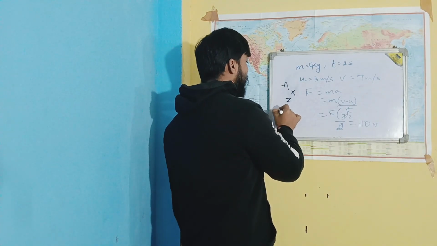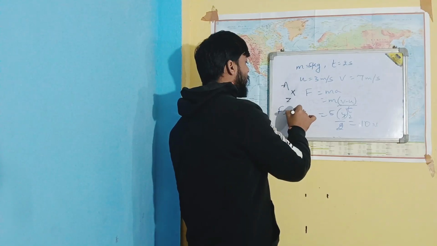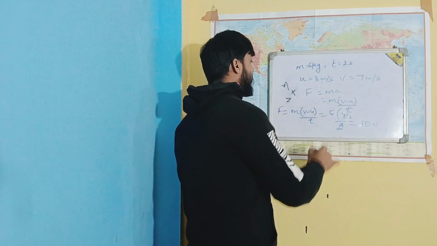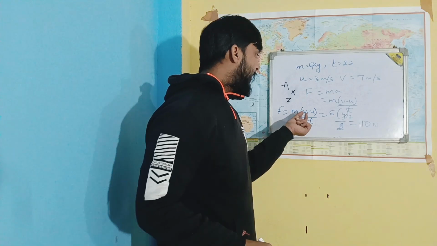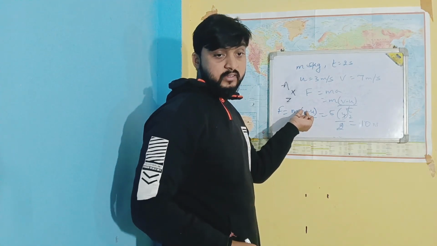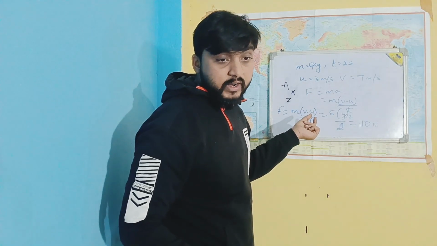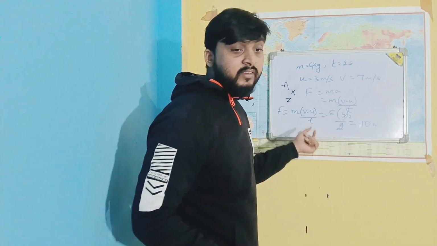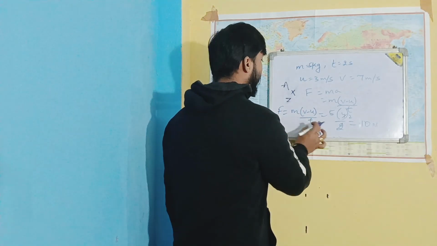So, same formula, F is equal to m (v minus u) by t. Now we need to find final velocity, isn't it? The force was applied for a duration of 5 seconds. What would be the final velocity of the object? Right, final velocity we need to find.